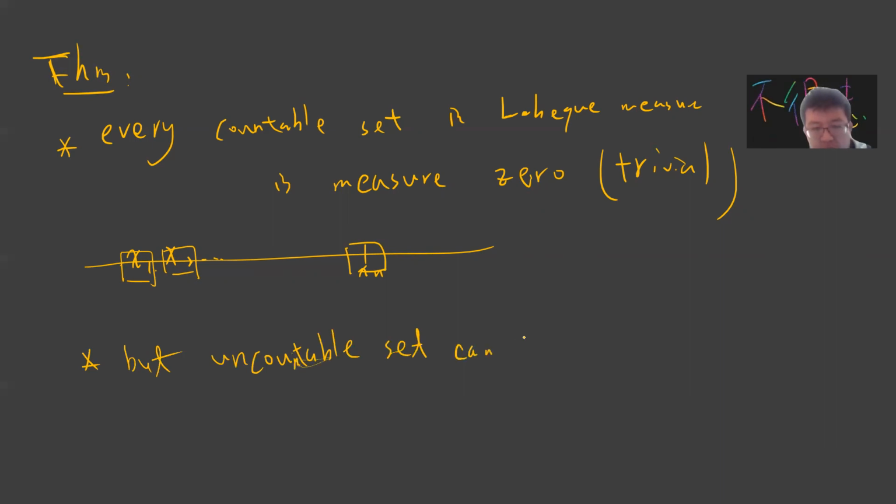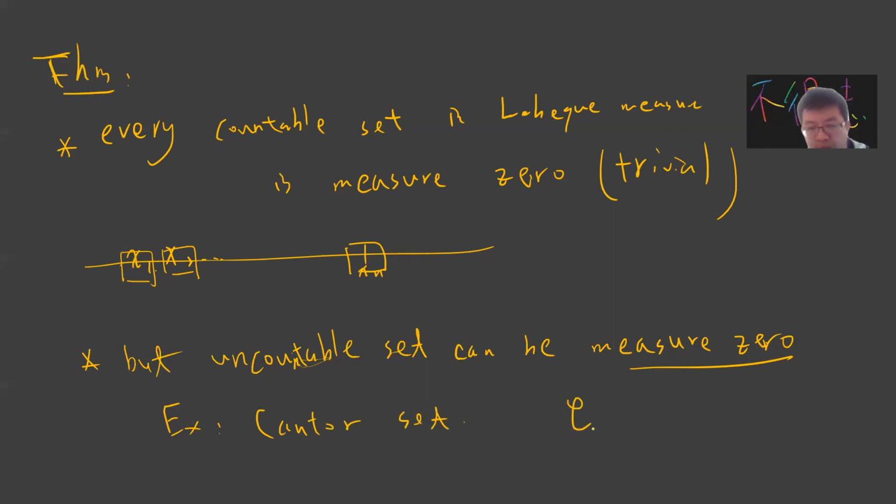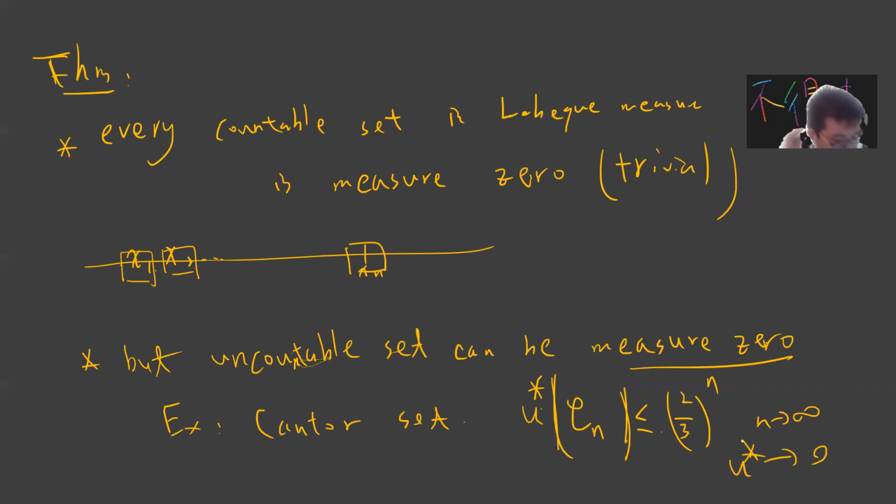An uncountable set can have measure zero. An example is the Cantor set, and the proof is very simple. You can prove that at each step, the Cantor set is covered by intervals with total length less than or equal to (2/3)^n. By definition, the outer measure is covered by these intervals, and so when you let n go to infinity, it becomes zero. So now you have proved that these sets have measure zero.